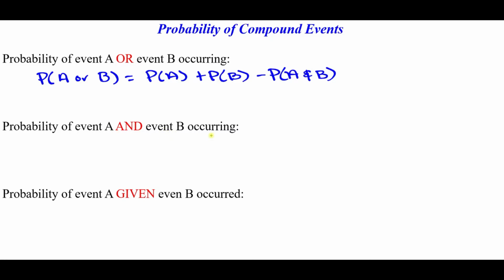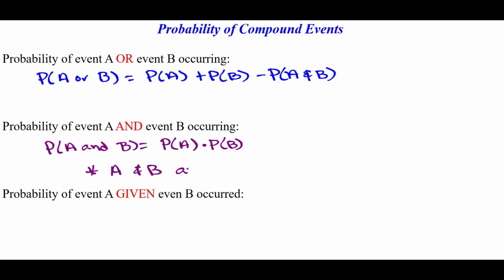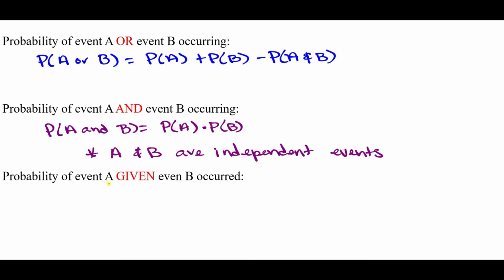Probability of event A and B occurring is going to be the probability of A and B. And tells us that we're going to multiply, so this is the probability of A times the probability of B. Here we have a condition, and this is that A and B are independent events. And then we have the probability of event A given that event B occurred. So the probability of A given B is the probability that A and B occur divided by the probability of B occurring. So whatever is your second letter here is your given condition. That's what goes on the bottom in the denominator here.